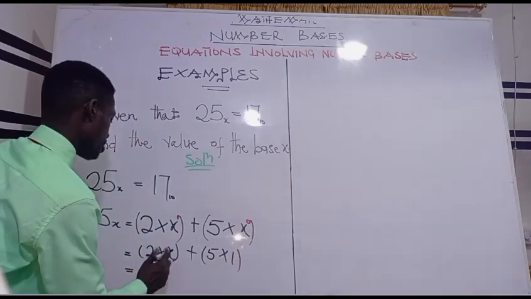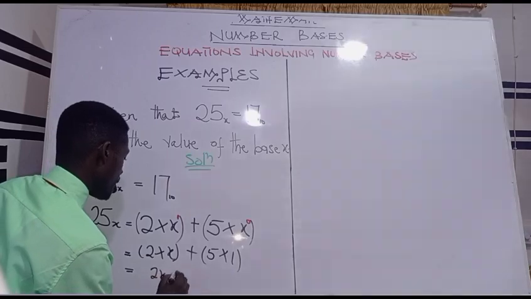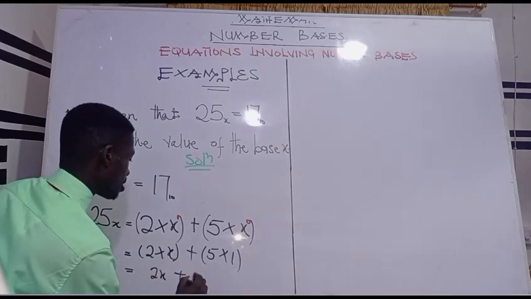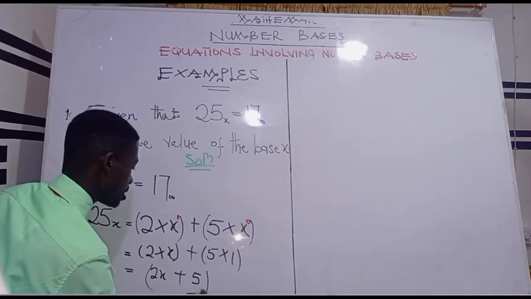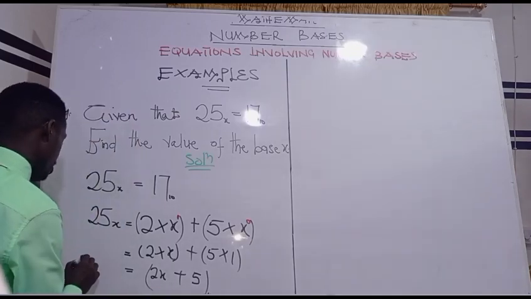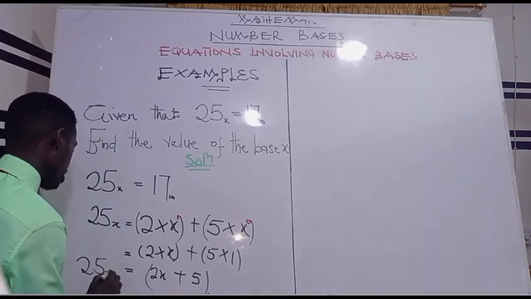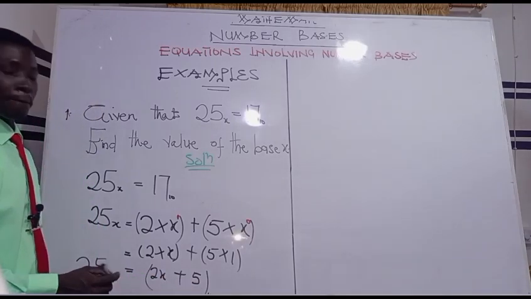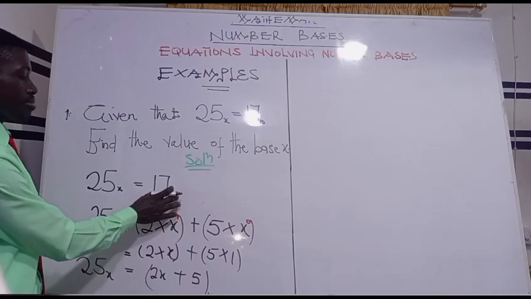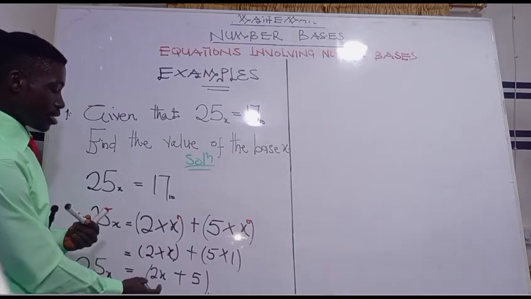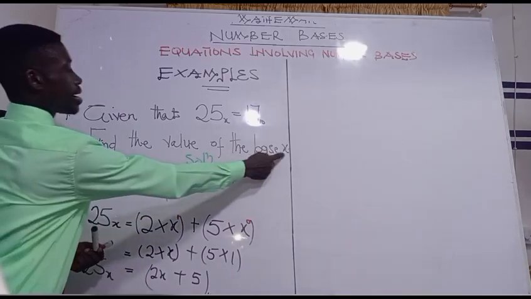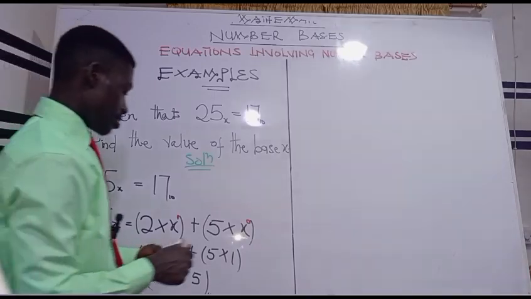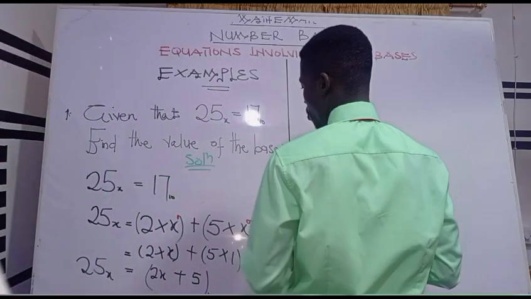So we are going to get 2 times x will give us 2x plus 5 times 1 will give us 5. So we have expressed this in base 10. So we have 25 base x is equal to 2x plus 5 base 10. Now this is in base 10, this is in base 10. So we can equate them and then solve for the value of x. Is that clear? Good.